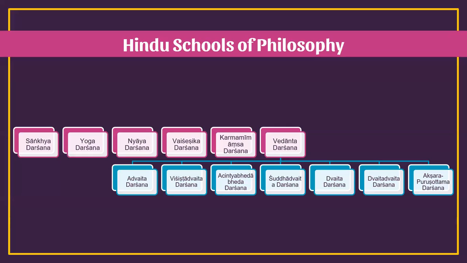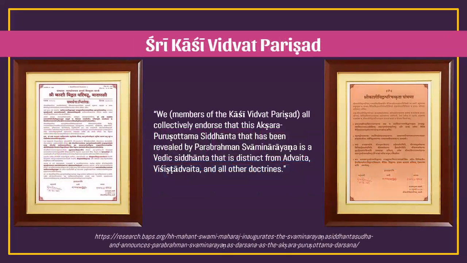Now, some of you might be thinking, wait, aren't there only 6? Where did this 7th Akshar-Purushottam Darshan or Parabrahman Darshan come from? Well, in 2017, the Shri Kashi Vidvat Parishad, which is an authoritative council on all matters regarding Vedic philosophy, got together and they recognized the Akshar-Purushottam Darshan as a distinct philosophy. Now, this was in part due to the work done by Mahamopadhyay Sadhu Bhadreshdas.